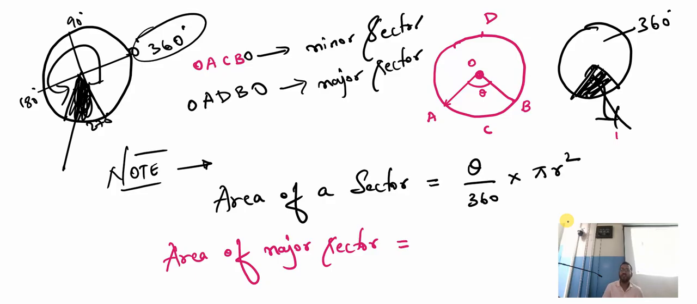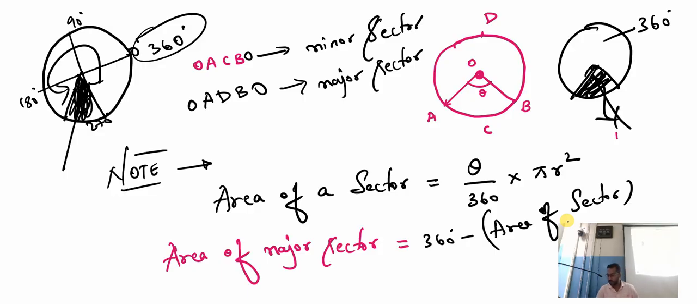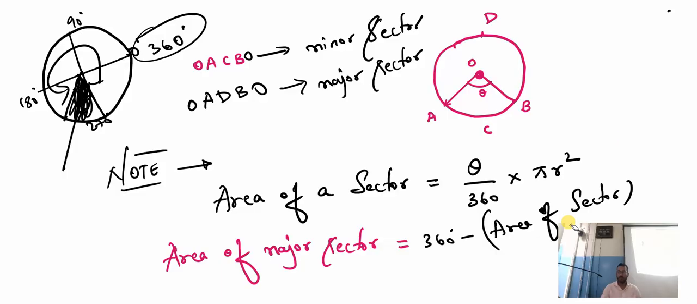So how to find the area of the major sector? Write down 360 degrees minus area of sector. Which sector? Minor sector. In the complete circle 360, remove the area of the minor sector. Then what is left out is the area of the major sector. Followed?